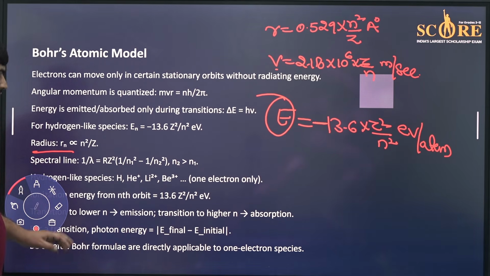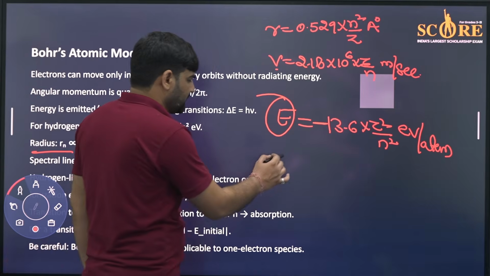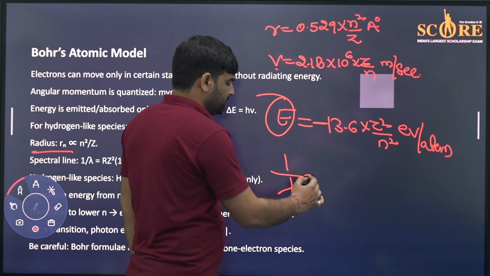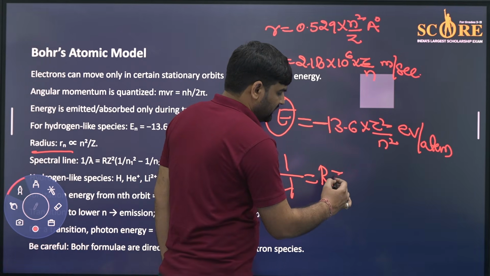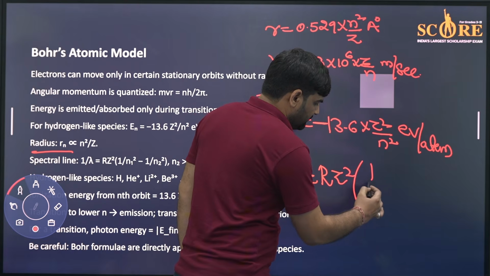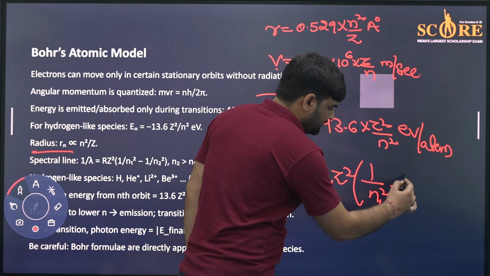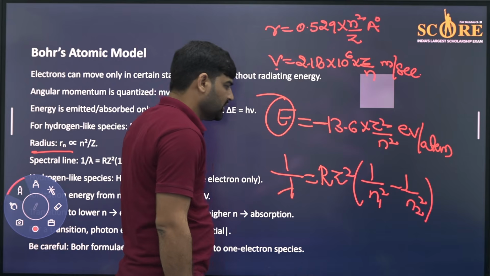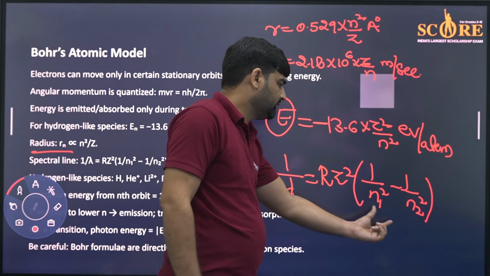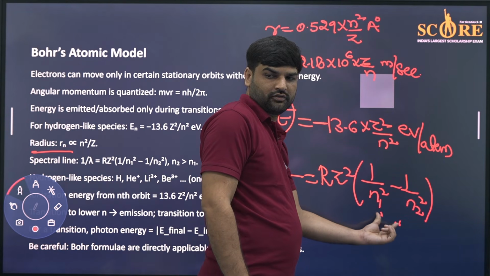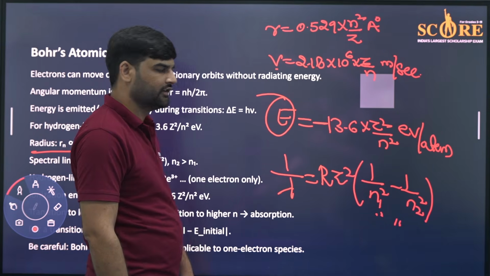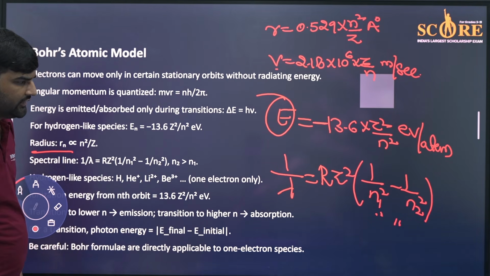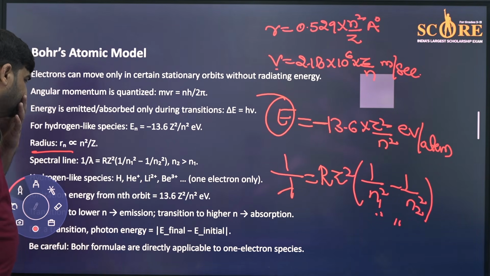Also one thing is spectral line, lambda. 1 upon lambda equals RZ square times 1 upon n1 square minus 1 upon n2 square. This term should be positive, so arrange n1 and n2 accordingly. R is the Rydberg constant, Z is the atomic number, lambda is the wavelength.